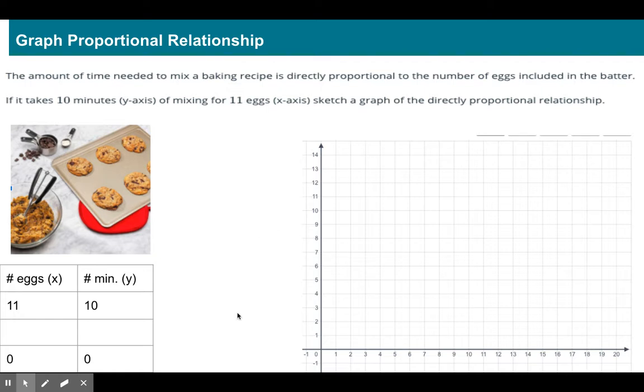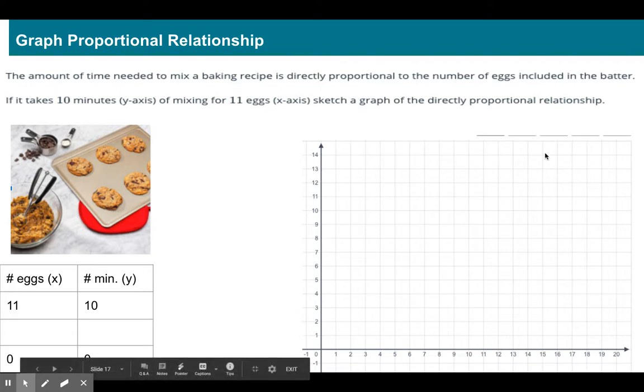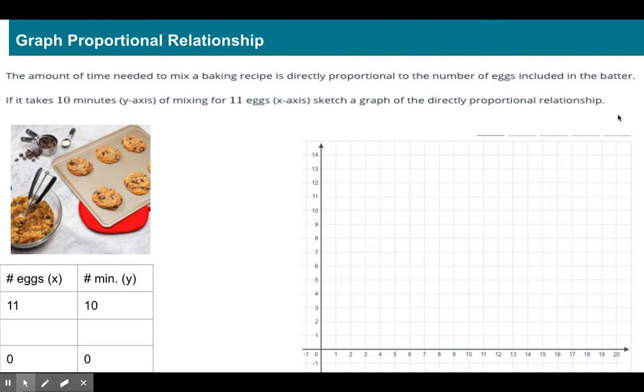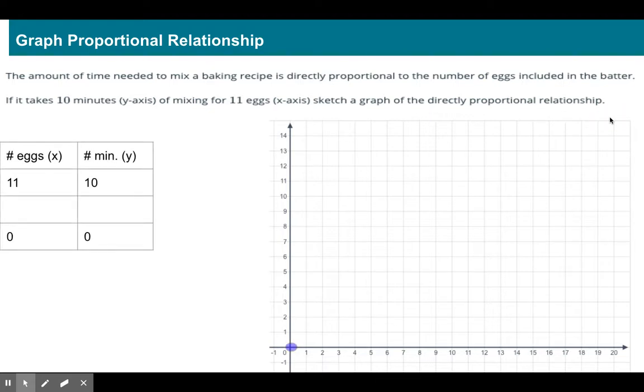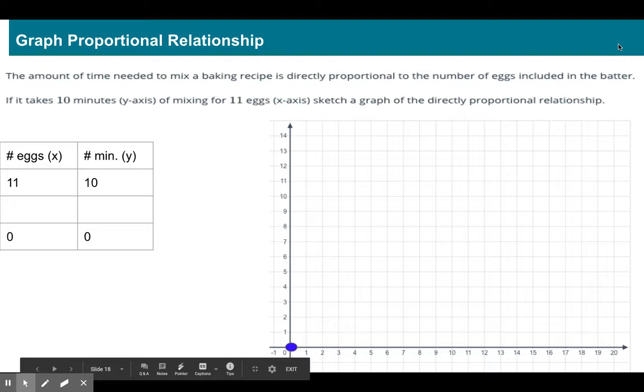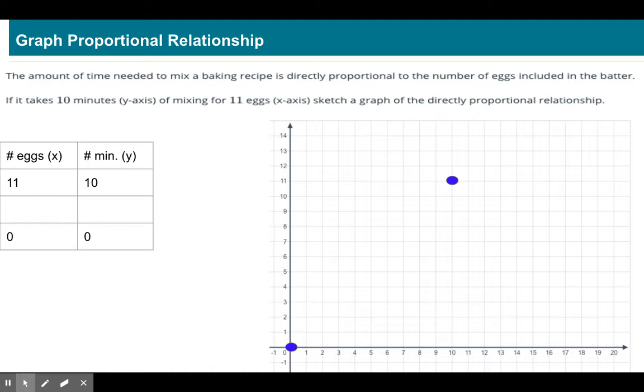We know that a directly proportional relationship means that our graph is going to go through 0, 0, which makes sense. If we have no eggs, there's no time needed to bake. A table often helps us organize that information and make sure we have 2 ordered pairs so that we can plot them and draw the line. So we have a point at 0, 0, and directly from the information on the graph, we know that 11 eggs takes 10 minutes of baking time, and we can use that to graph our line.